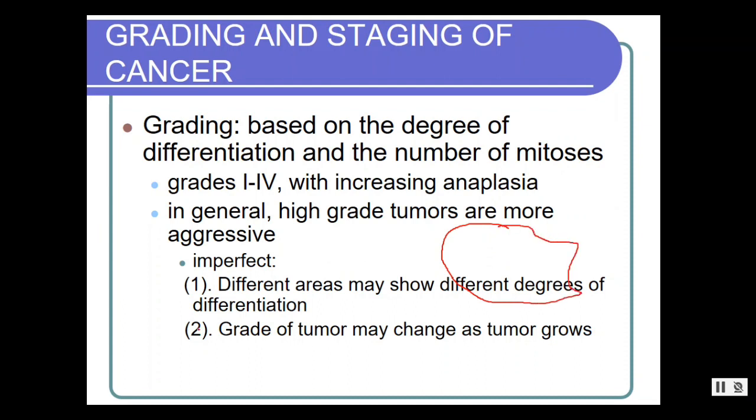Okay, these different areas show different degrees of differentiation. So pwedeng dito well differentiated, pwedeng dito poorly differentiated. So, iba-iba. Ibig sabihin, if the sample of the specimen that was taken is only from here, then you say, oh, it's well differentiated, so it can be benign. Pero actually, if you go around the tumor, what you see, there are also areas of poor differentiation.